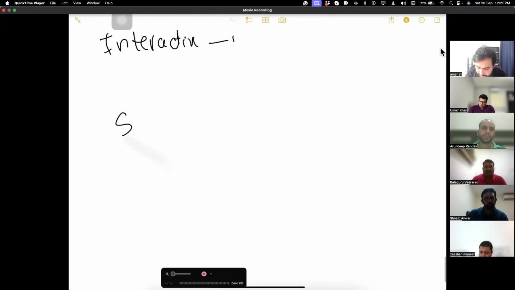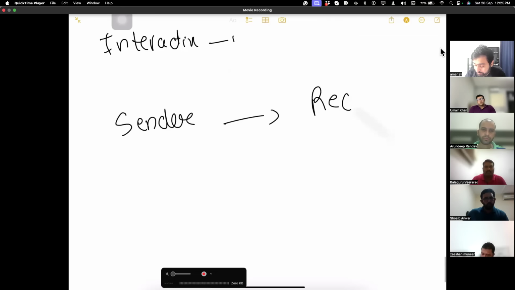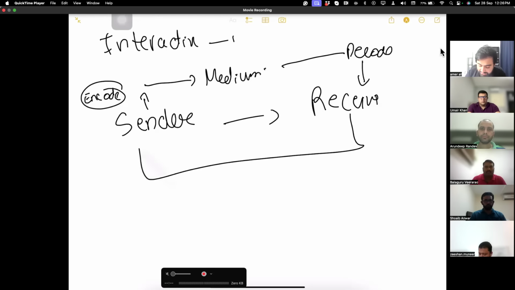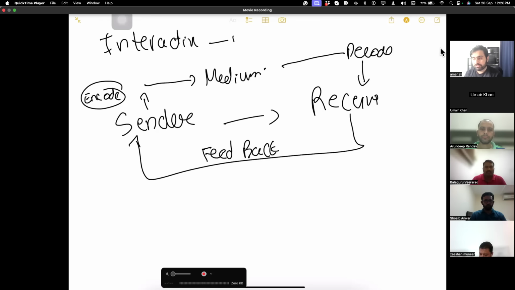Whenever communication is happening, there is one person who is the sender and the other person is the receiver. The sender sends the information, which PMI says he encodes, through a medium. For example, right now, the medium is YouTube, the medium is Zoom. We send the information through the medium, the receiver decodes it when he receives the information, and then gives feedback on what he understood from the information.